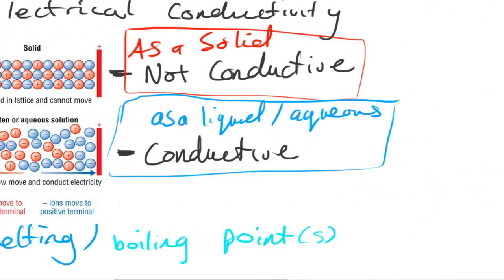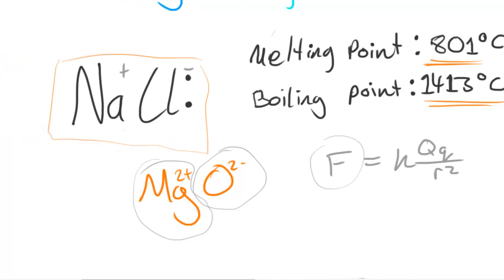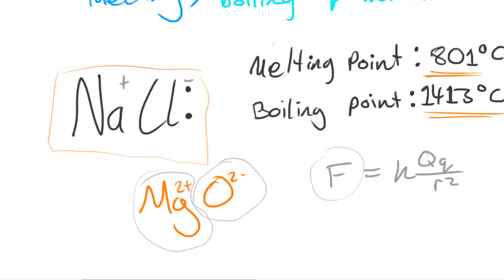Now, going back to the properties, in general, ionic compounds tend to have high melting and boiling points. Now, there's another property which ionic compounds have, and that is the fact that they are usually soluble, especially in water, which is a polar liquid. It has dipoles and slightly positive and negative charges.